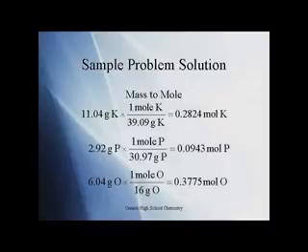Here are our mass to mole conversions. Again, we do this as we've done them before. So when we do these calculations, we find that we get 0.2824 moles of potassium, 0.0943 moles of phosphorus, and 0.3775 moles of oxygen. Once we've determined the number of moles in each of the elements in the compound, we can then go to the next step, which is finding the mole ratio.